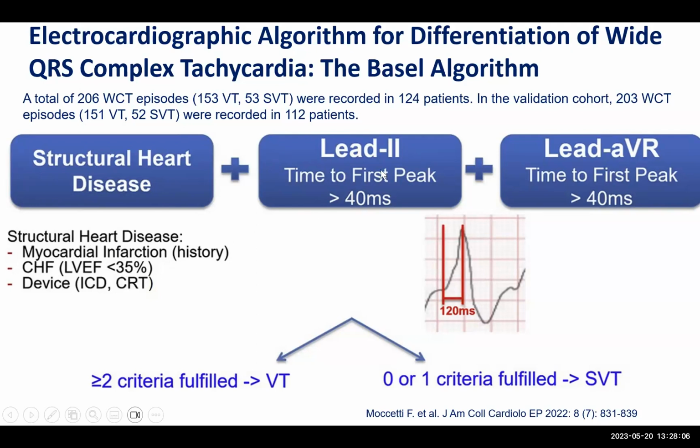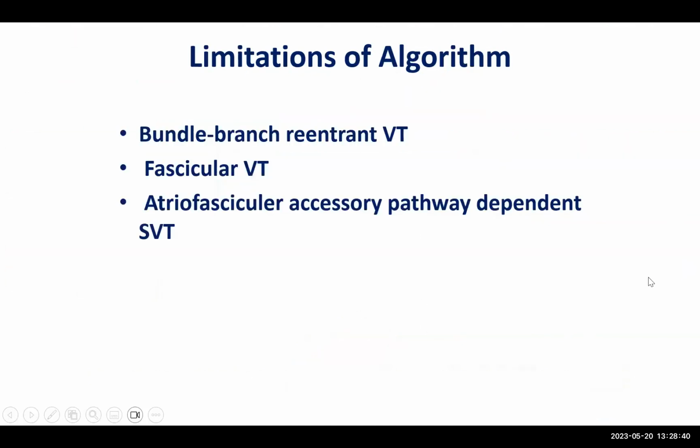Looking to lead 2, time to the first peak, whether positive or negative, more than 40 milliseconds is 1 point. In AVR, if it is the time to first peak, again, more than 40 milliseconds, this is another point. Patient with 2 or more, they have VTAC. If it is 0 or 1, it's likely to be supraventricular. So this is more simplified. Structural heart disease, lead 2 time to the first peak, AVR time to the first peak, 3 points, 2 or more VTAC, 0 or 1, likely to be SVT.